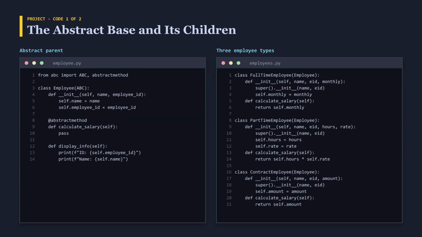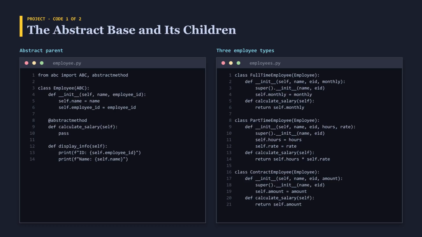Here is the structure. The abstract Employee base handles the shared constructor, name, and ID, and provides display_info, while marking calculate_salary as abstract so every child must define it. Then the 3 children each implement calculate_salary in their own way. Full-time returns a fixed monthly figure. Part-time multiplies hours by rate, and contract returns a flat amount.